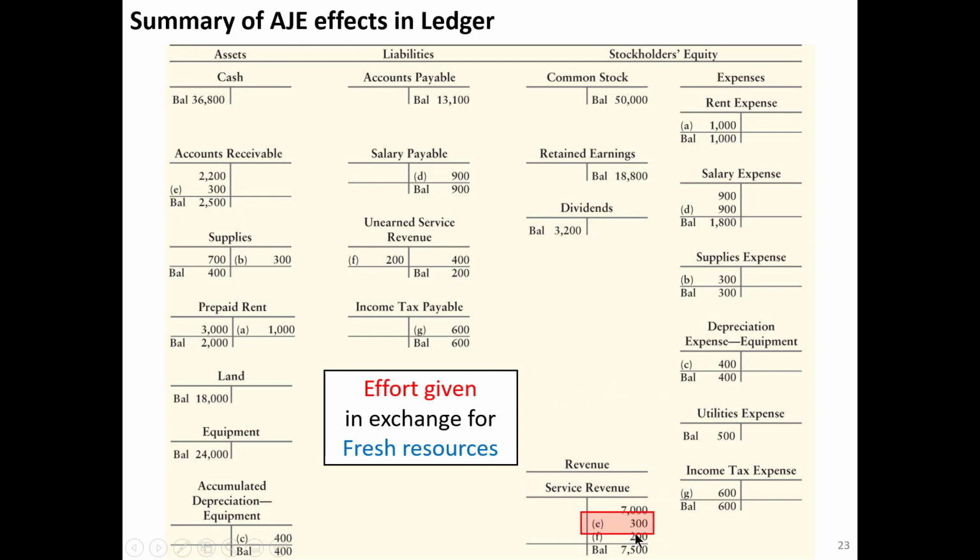The effort given, that's the revenue there, is in exchange for fresh resources. So I've earned some revenue that wasn't previously recorded. I need to update my account balances for that. Sometimes the effort I've given is in exchange for some type of debt relief. So realize that unearned service revenue is a liability, and I owe that money back to somebody unless I perform those services. So if I put forth the effort in terms of services, I get to record that as revenue and reduce my liability. I get debt relief from performing services.